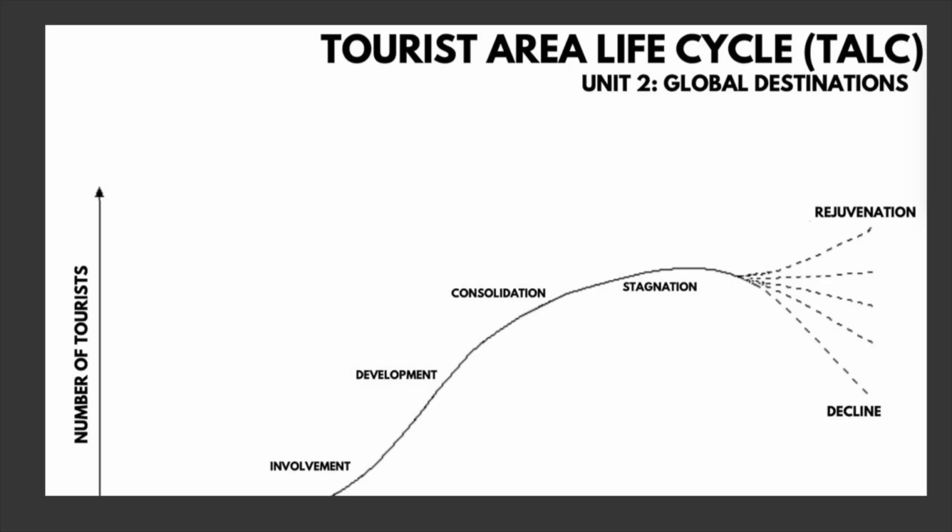Leading on from there, we then look at something we call, in shortened version, TALC, so it's the Tourist Area Life Cycle. And this is looking at what stage of development a destination is at. So for example, we look at a destination and we look at currently, is it somewhere that is still growing in popularity? Is it somewhere that's been popular for a long time? Is it somewhere that's in decline?